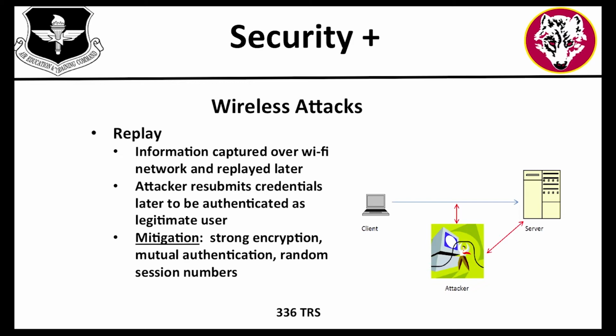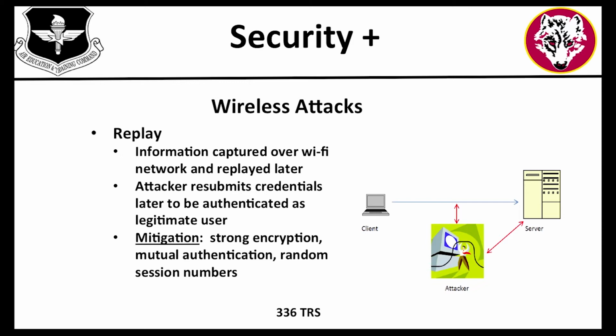First step is normally there is somebody, an attacker in this case, who is going to be there trying to capture or glean information from your wireless users or clients. This is done by capturing that over a Wi-Fi network, so in most cases they can replay it again later, play it back to the original client or back out to the other users. The attacker is going to resubmit those credentials later and be authenticated as that legitimate user.